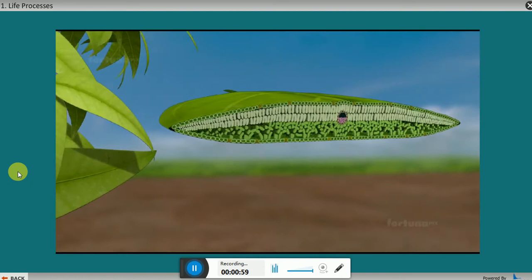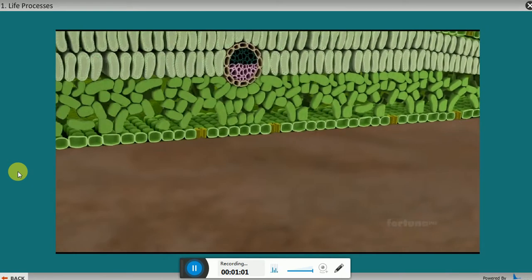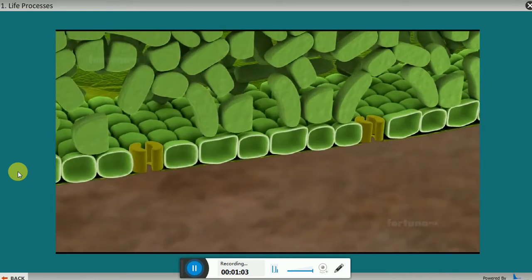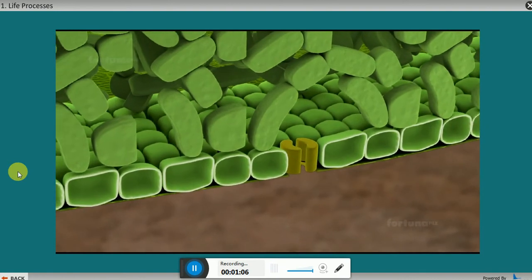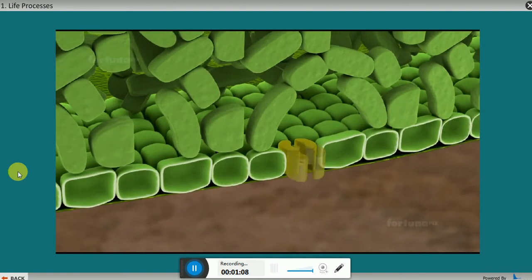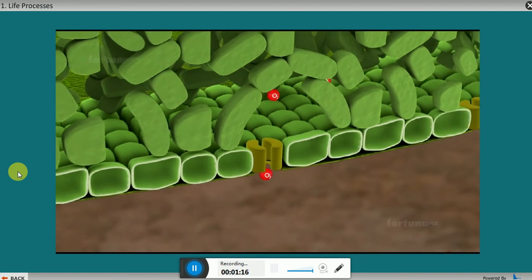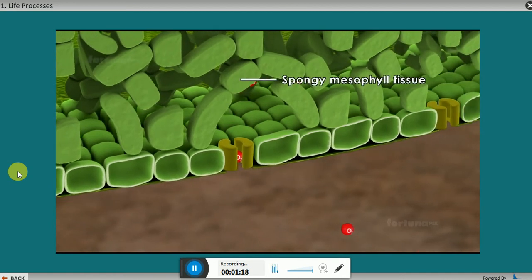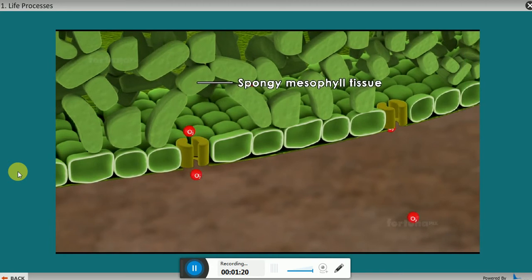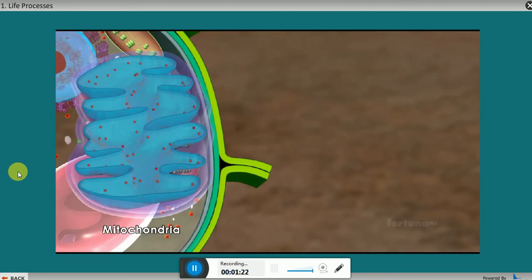Instead, the surfaces of leaves and stems are filled with minute pores known as stomata. Oxygen from the atmosphere is absorbed through the stomata before diffusing into the spongy mesophyll tissue. The cells of the mesophyll contain mitochondria, where oxygen will react with glucose in a biochemical process known as Krebs cycle.